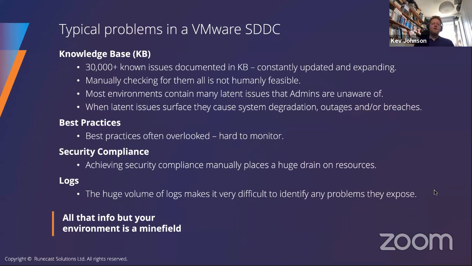Typical things to be aware of: there's just over 30,000 known issues documented in the VMware knowledge base, and this number just keeps going up and up and up. It's just not feasible to check your environment for all of these as a human being, because you get human error, it takes too long, and also it's really boring. So this is what we're doing as a tool. We want to help you save all that time and put your admins' and engineers' time to better use, where maybe they can be doing something that's delivering real business value.